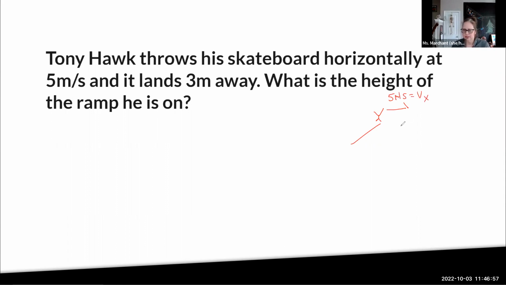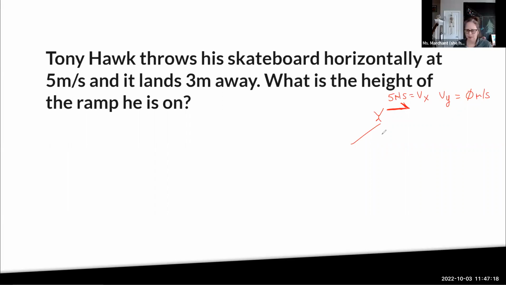So that's the velocity in the X. What's the velocity in the Y? 0. Because he threw it horizontally. There's no change in the vertical. You didn't throw it up, you didn't throw it down. So we're going to start off with velocity in the X is 5 meters per second and velocity in the Y is 0 meters per second.